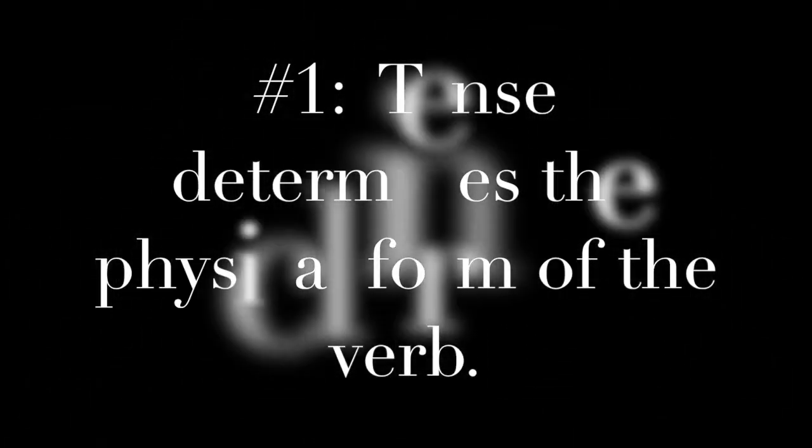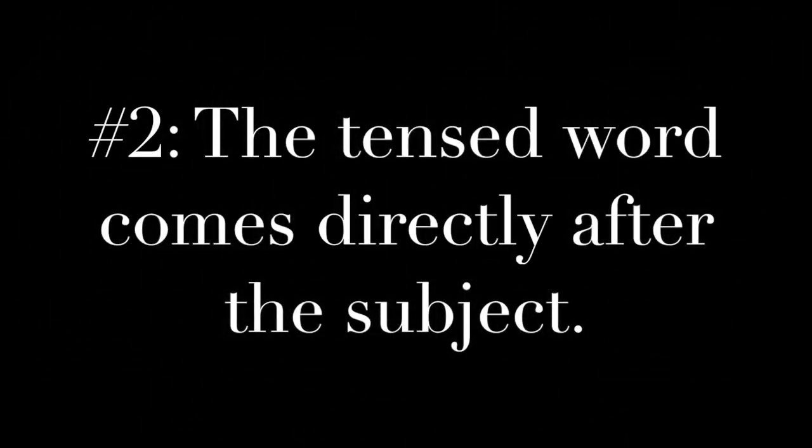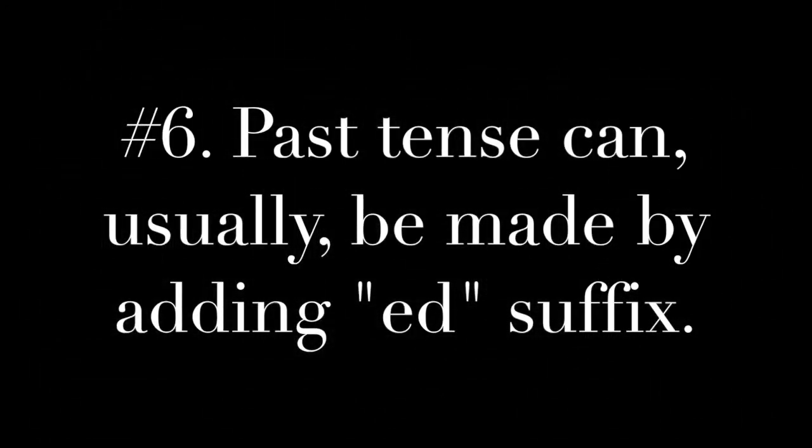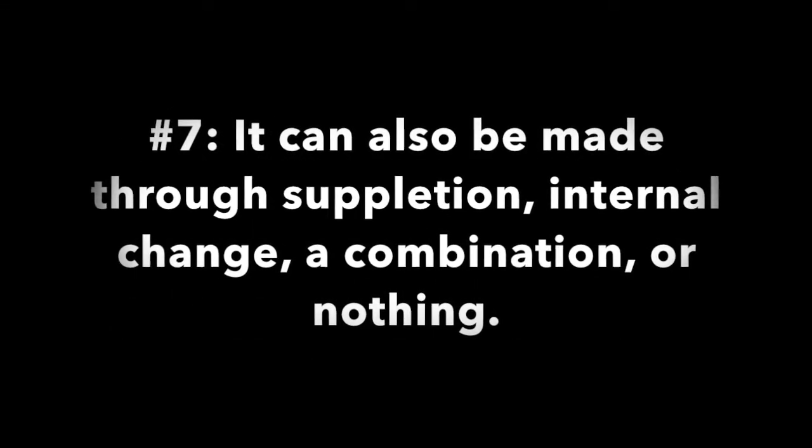Let's recap our main points about tense. Number 1, tense determines the physical form of the verb. Number 2, the tensed word comes directly after the subject. Number 3, there are only 2 tenses in English, present and past. Number 4, modals and auxiliaries steal the tense. Number 5, participles indicate aspect, not tense. Number 6, past tense can usually be made by adding the ed suffix. Number 7, it can also be made through suppletion, internal change, a combination, or nothing.